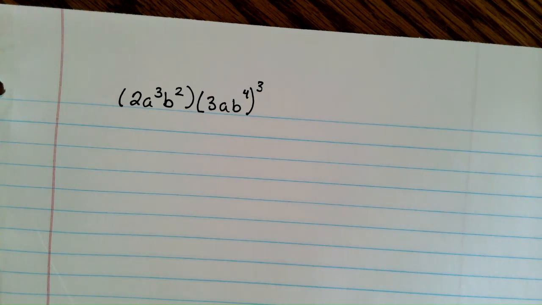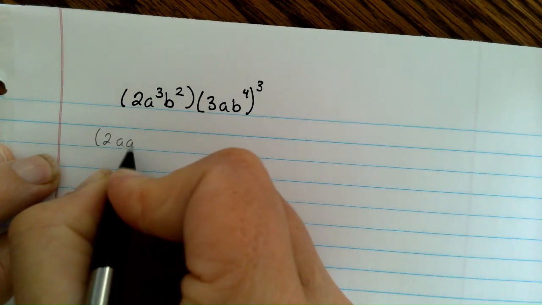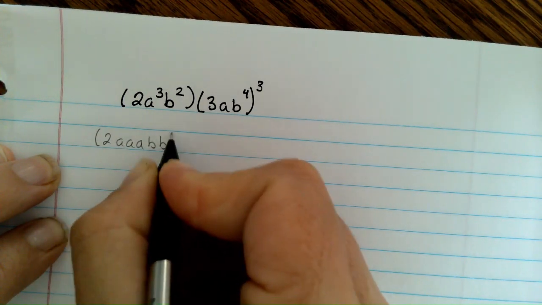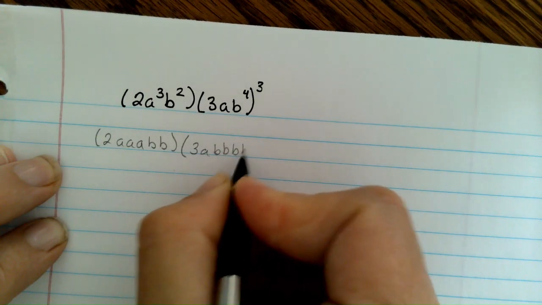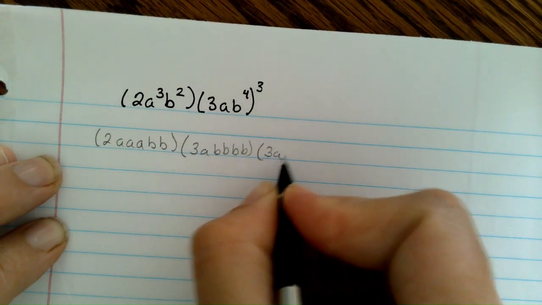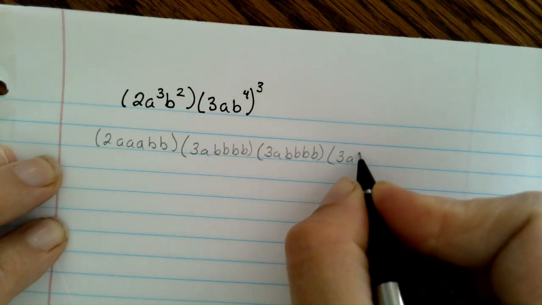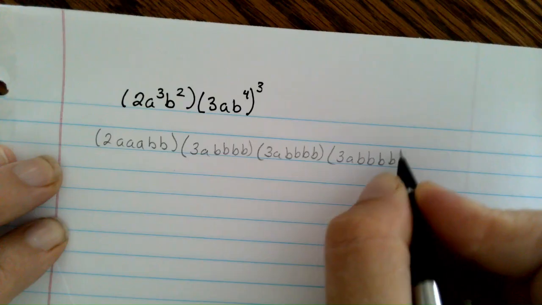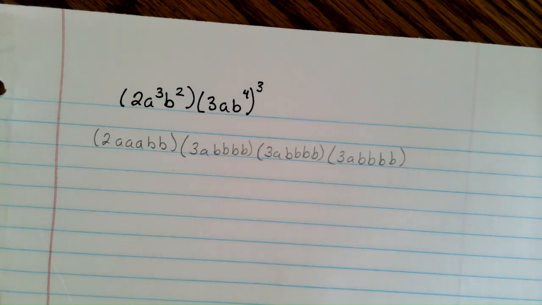Well, here's that whole "when in doubt, write it out" coming in. So we have 2a cubed b squared, and then 3ab to the 4th written out three times. So now I can clearly see there's a lot of things to multiply.